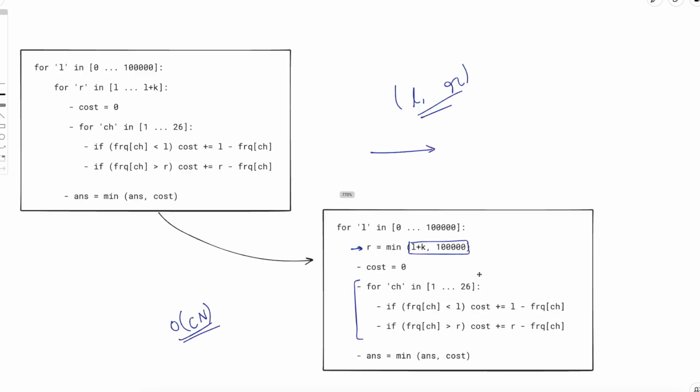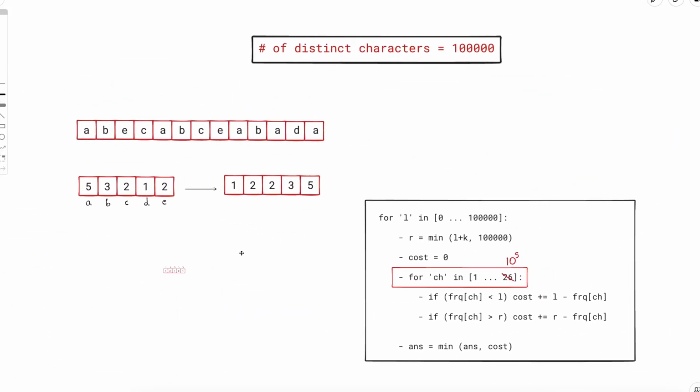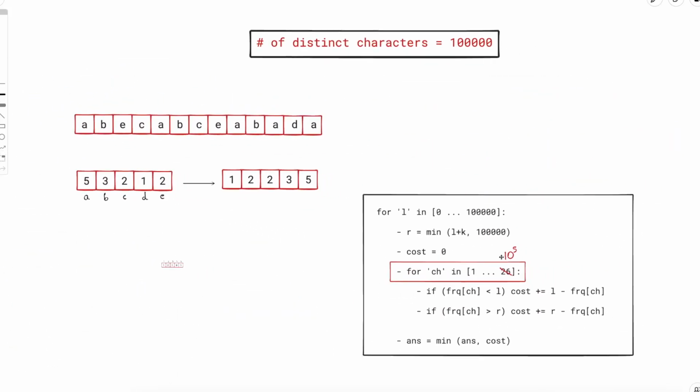So how to optimize this is the question. If you do the exact same algorithm, this will be 10 power 5, and this entire thing will turn out to be order 10 power 5 into N, which surely will not pass, right? So we have to optimize this. Now, how will you optimize this? I would encourage you to pause and try to give this problem a try by yourself first.